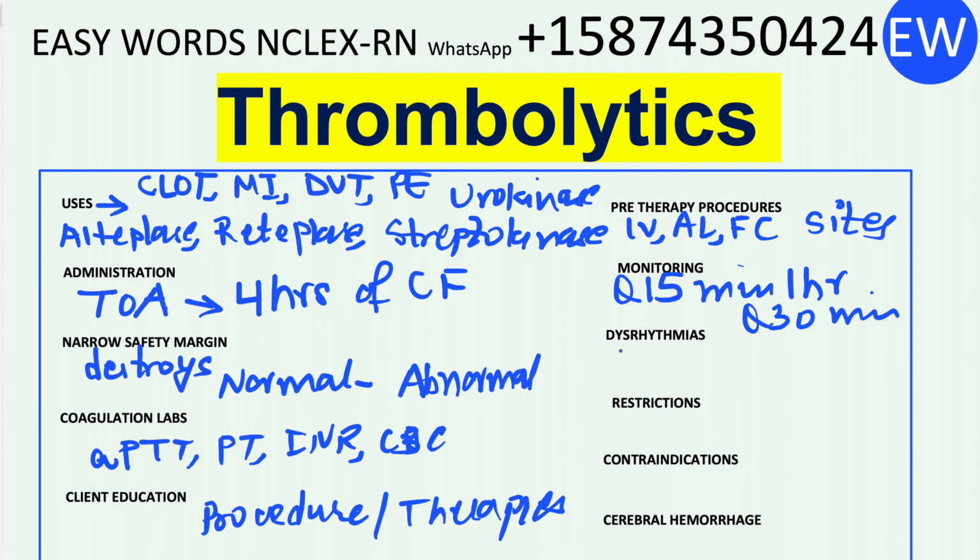Dysrhythmia. Client should be on constant cardiac monitoring because there will be a risk of dysrhythmia once the myocardium regains its perfusion. Restrictions. Increase in activity will increase the risk of bleeding. So advise the client about the restriction in movement, and also to prevent the internal injury, client should be moved as little as possible.